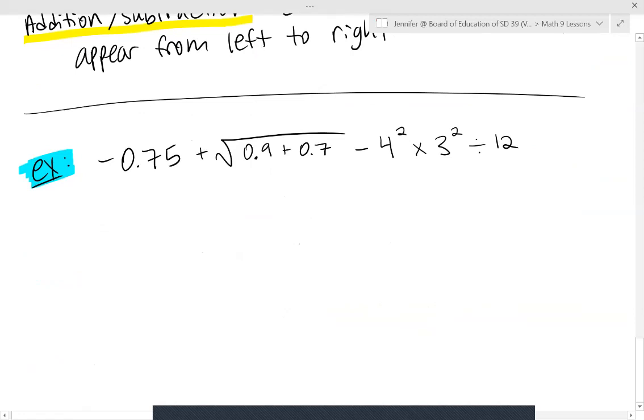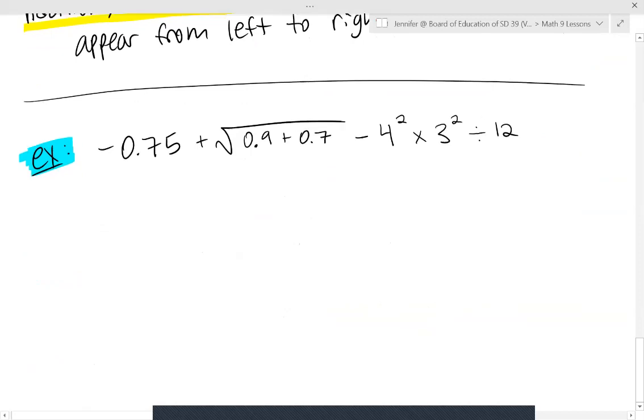So first, brackets. Do we see any brackets? No, but we do see this square root. And remember, we're going to treat square roots like a bracket and deal with whatever's underneath that square root first. So that's where we're going to start. So what is under the square root? 0.9 plus 0.7. So this is practicing adding our rational numbers in decimal form. This is going to give us 0.16 because 0.9 plus 0.7 is going to give you 0.16. So that's done. The rest is going to stay the same.